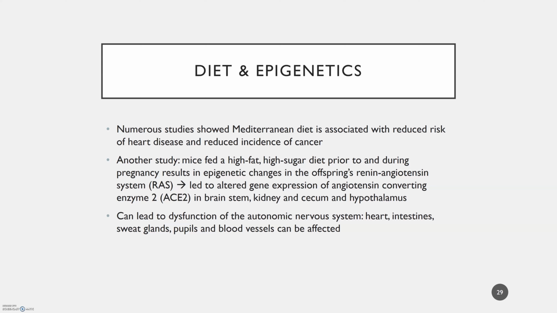Another study demonstrated that feeding mice a high-fat and high-sugar diet prior to and during pregnancy results in epigenetic changes in the offspring's renin-angiotensin system, or RAS, which led to altered gene expression of angiotensin-converting enzyme 2, or ACE2, in the brainstem, kidney, cecum, and hypothalamus. This, in turn, can lead to a dysfunction of the autonomic nervous system, meaning that the functioning of the heart, intestines, sweat glands, pupils, and blood vessels can all be affected.